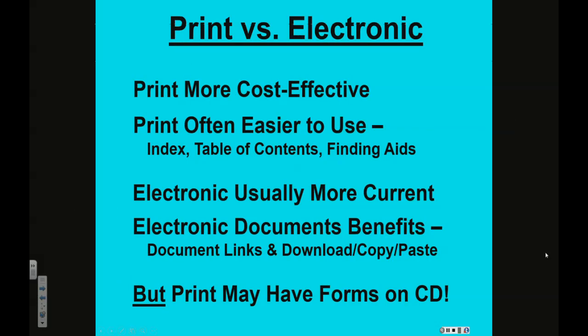Now, one thing to consider with your research always is to look at the benefits of print versus the benefits of electronic. Print resources can often be more cost-effective and easier to use. They include an index, table of contents, and finding aids. However, electronic resources are usually more current, and they have the benefits of document links and the capability of downloading, copying, and pasting. But you should remember that many print resources include a CD with forms.